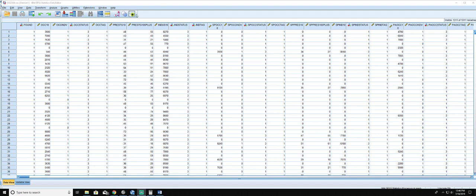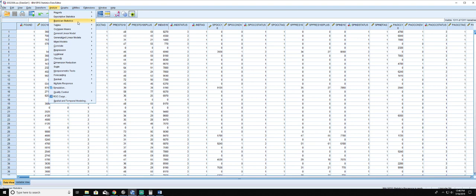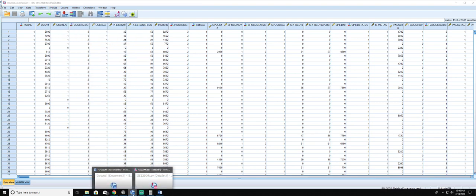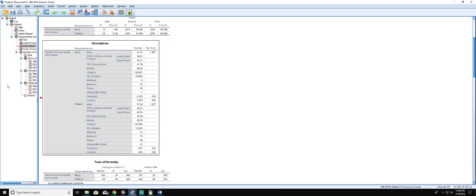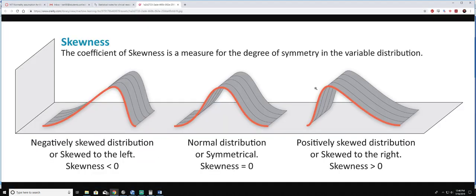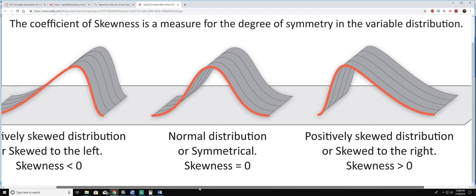So using this GSS data, let's talk about normality assumptions. I've already gone in and input my data into the Explore descriptive statistics and told SPSS that I want outputs to explore normality. So we're first going to examine this descriptive statistics table, and first we're going to talk about skewness. So just as a reference, skewness tells us if the data is distributed evenly on either side of the mean.